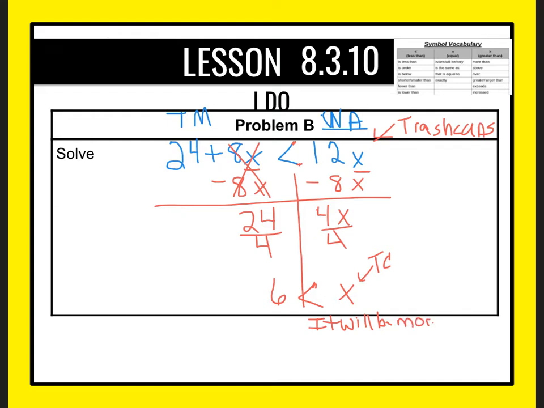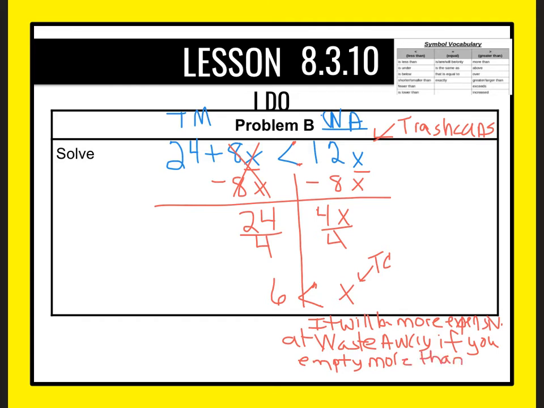I'm just writing a sentence so that you understand. It'll be more expensive at Waste Away if you empty, sorry that it's hard to write, more than 6 trash cans. So let's think about possible solutions. Okay, more than 6 trash cans. That's what I'm trying to write, guys.